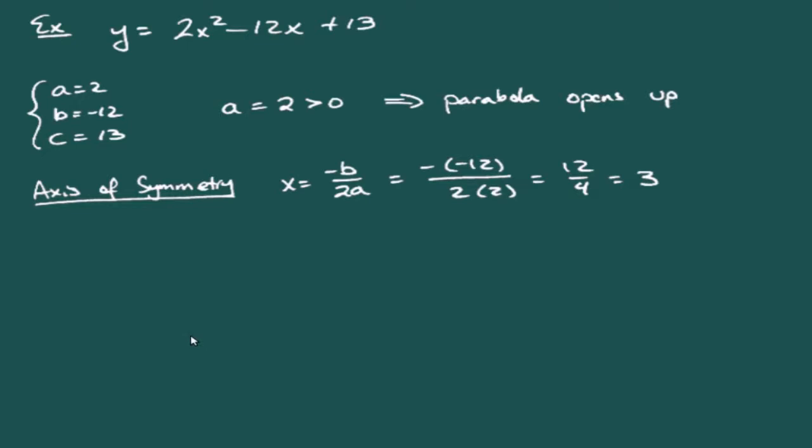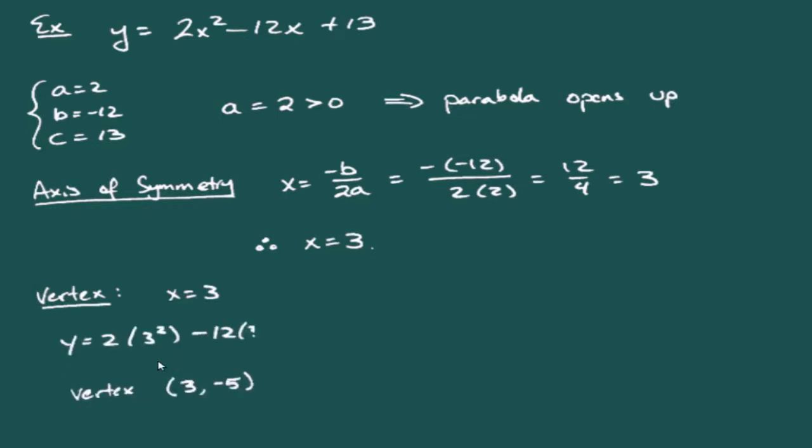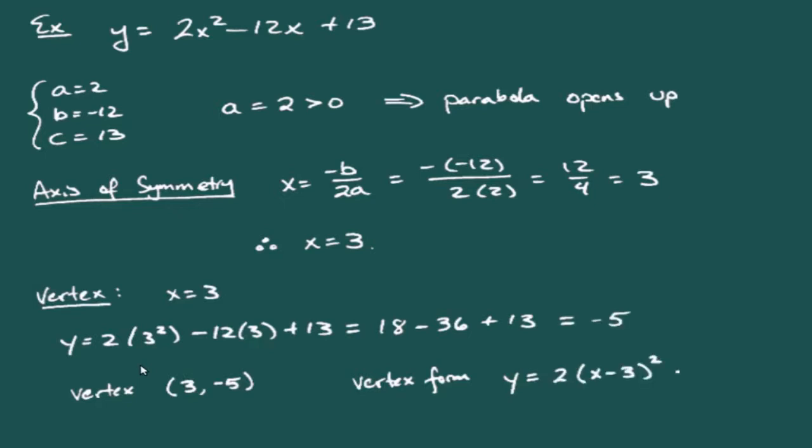And the x-coordinate of our vertex is also x equals 3. And so if we take that 3 and plug it into our original equation, 2x squared minus 12x plus 13, we get 2 times 3 squared minus 12 times 3 plus 13, which gives us a y value of negative 5. And so our vertex is going to be (3, negative 5). Our vertex form then is going to be y equals 2 times the quantity x minus 3, so x minus h, x minus 3 squared minus 5.